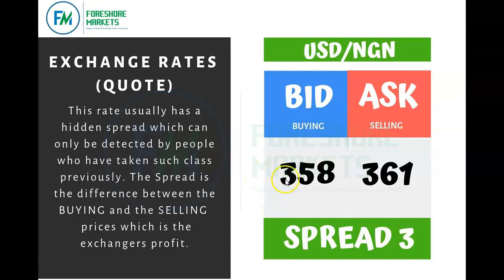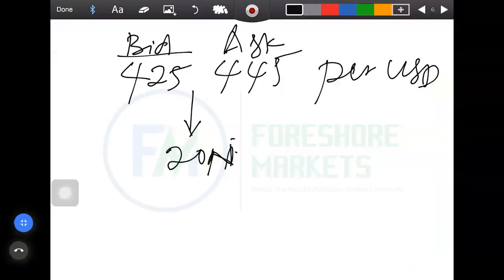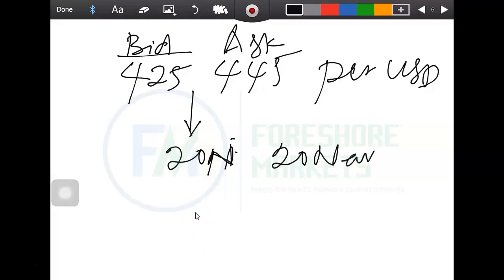If you want to sell to him, he's going to buy from you at 358. So the malam sells to you at 361, you buy from him at 361, the ask price. You sell to the malam at 358, the malam buys from you at 358, the bid price. That's the difference between the bid price and the ask price, which is 361 minus 358, that's 3 naira. That is your spread.